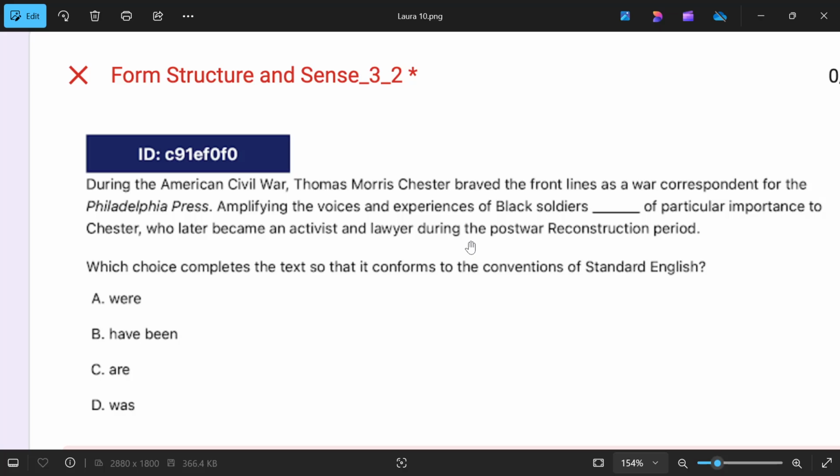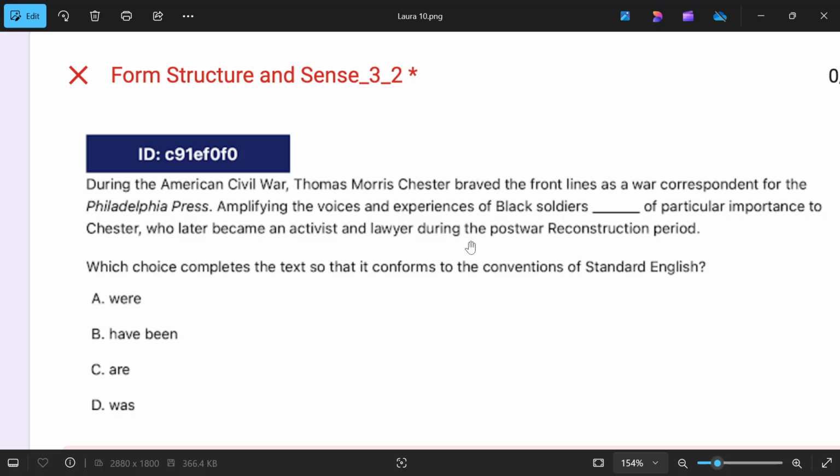Amplifying is one action or one thing. It is singular. The voices and experiences of black soldiers, those are all plural, but voices and experiences are the object. Amplifying what? Amplifying voices and experiences. And then of black soldiers is a prepositional phrase: what kind of voices and experiences? Of black soldiers. So amplifying is the noun.